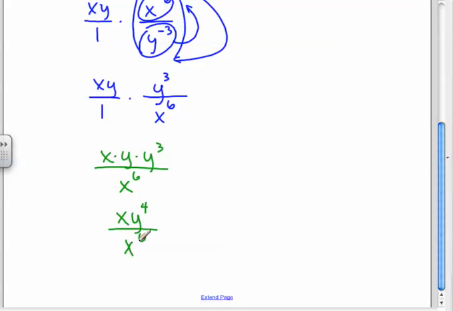Wait a minute, Mr. C. I got x's on top and on bottom. That's true. So we need to cancel. But which one has more, top or bottom? Well, the bottom has more. How many more? It has 5 more, because there's only 1 on the top and there's 6 on the bottom. Okay, well when that cancels, I'm going to get y to the 4th over x to the 5th. All right? And that's it. I can't simplify anymore. There's nothing else I can cancel out.